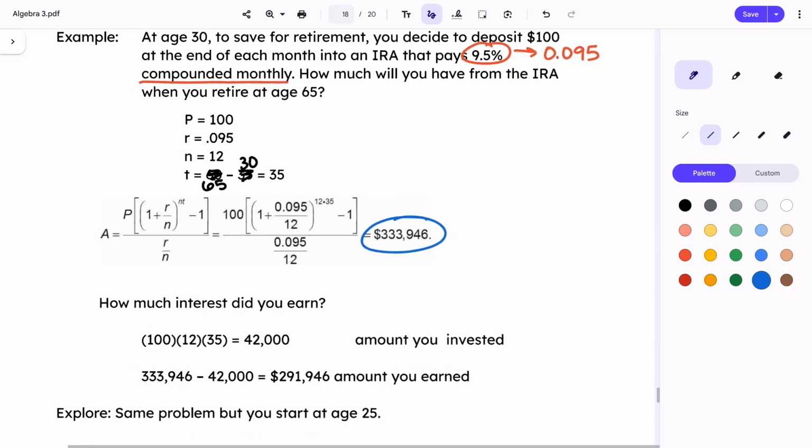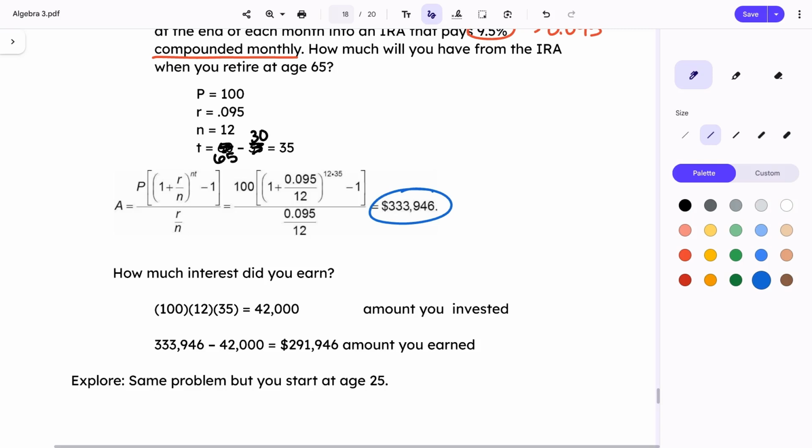If you wanted to figure out the interest you earned as well, you could do that too by looking at some of the pieces here. 100 is the amount you're putting in, 12 is the times it's compounded a year, and then 35 years. You invested $42,000 yourself because every month you did $100. So you'd have to subtract those to get your actual earnings from just the account. The rest of that was you putting money in.